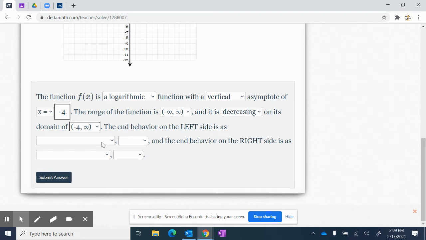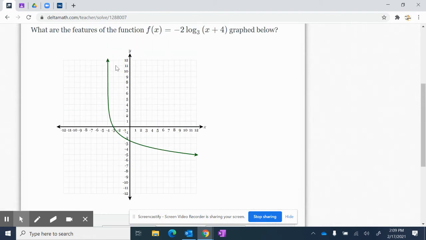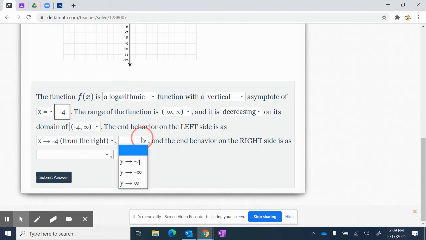The left side, this x always has to go to the asymptote. So for the left side, x goes to the asymptote, and I have to figure out where y is going. So I'm going to look up here at my left arrow, and I can see that the left side here, this left arrow is pointing up and up and up. So it's going to go up to positive infinity.